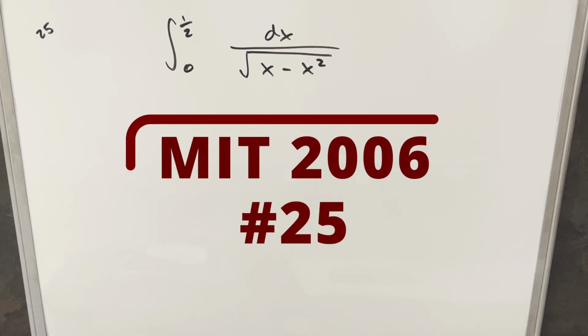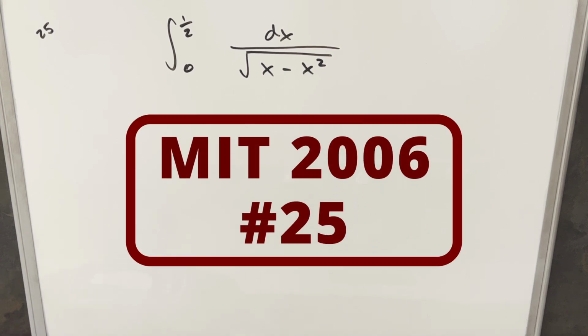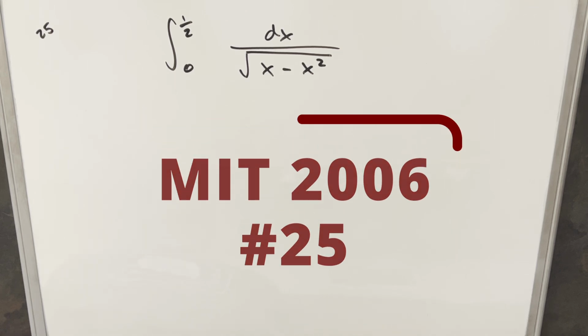Okay, we have here today another integral from the MIT Integration Bee 2006, problem 25. We have the integral from 0 to 1/2, 1 over the square root of x minus x squared dx.